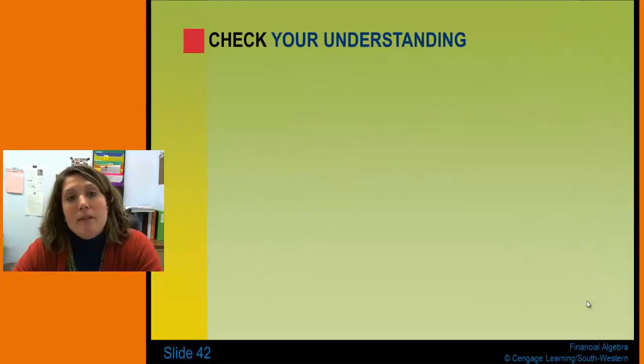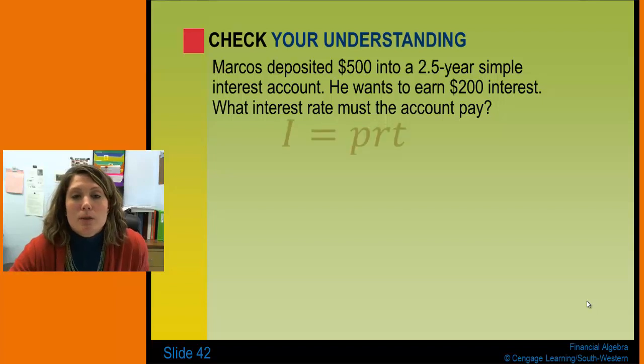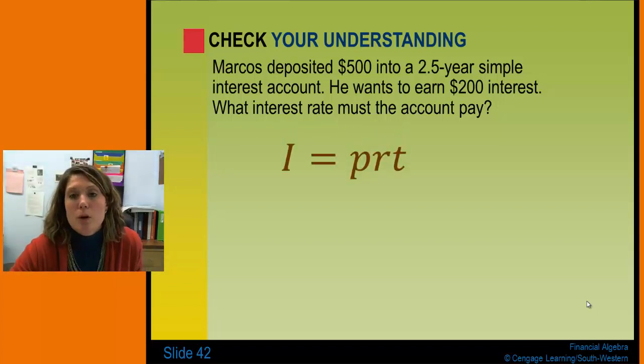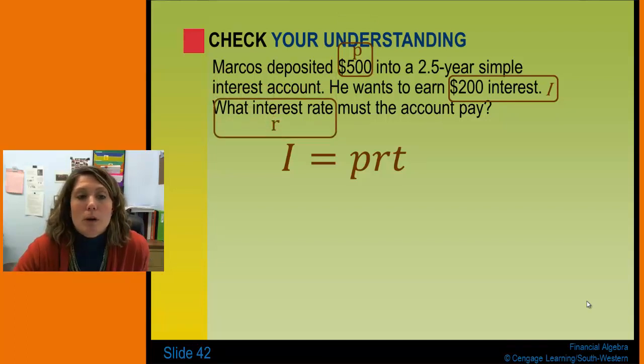And then example 7, check your understanding. Marcos deposited $500 into a 2.5-year simple interest account. He wants to earn $200 interest. What rate must the account pay? So the interest, he wants to earn $200 in interest. He started with $500. We're going to calculate the interest rate, and it was in there for 2.5 years.